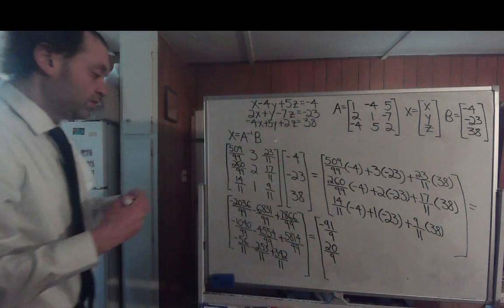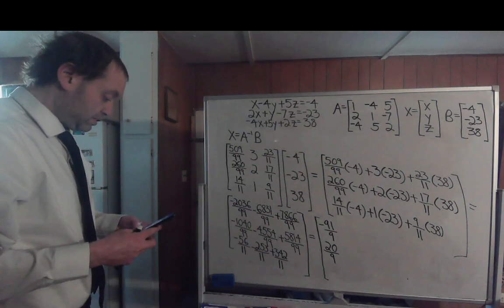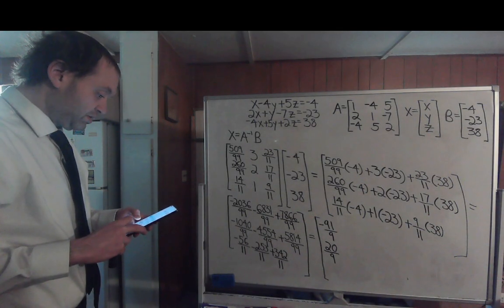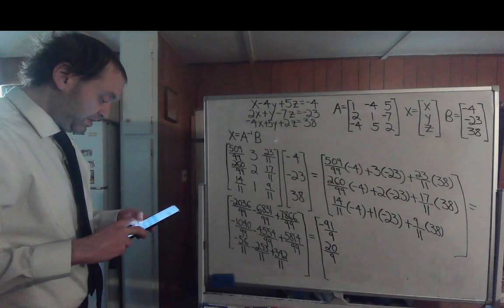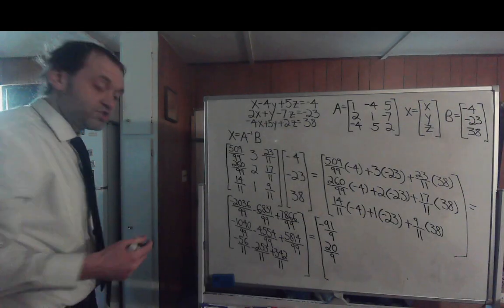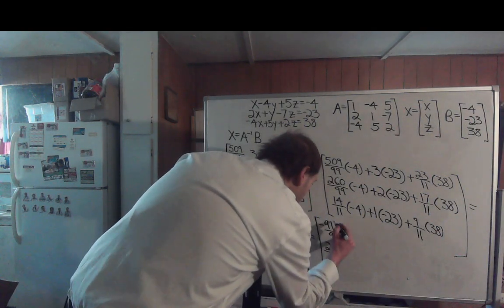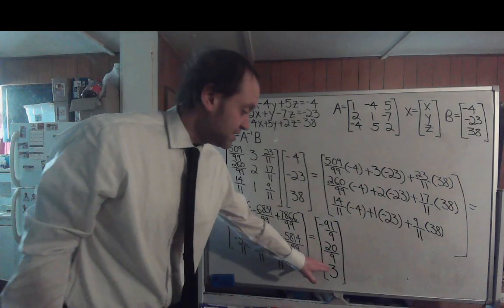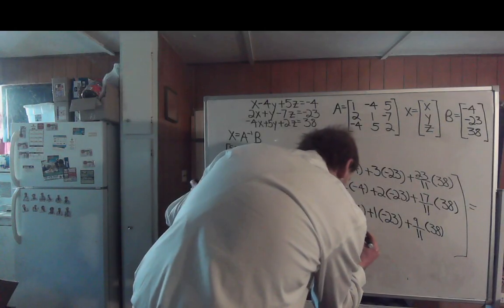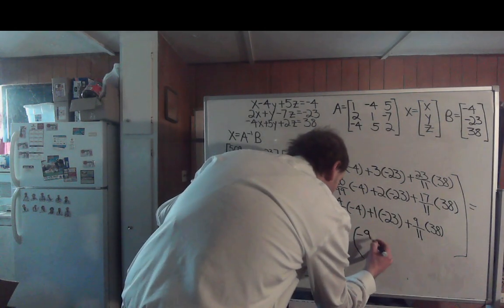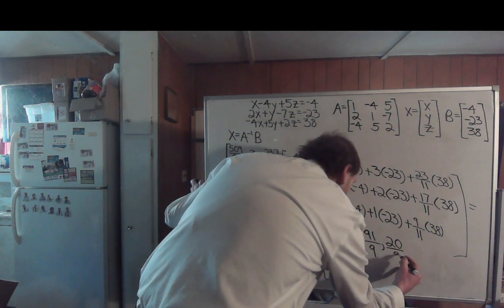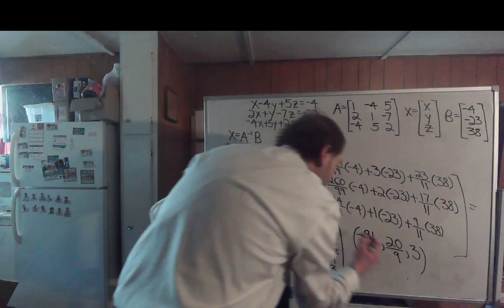Then we have the final row. Negative 56 minus 253, negative 309 plus 342 gives you 33 over 11, which is just 3. So there's our X matrix now, which is negative 91 ninths, 20 ninths, and 3. So the ordered triple that's going to be our solution is negative 91 ninths, 20 ninths, and then 3. That would be the ordered triple that represents the solution.